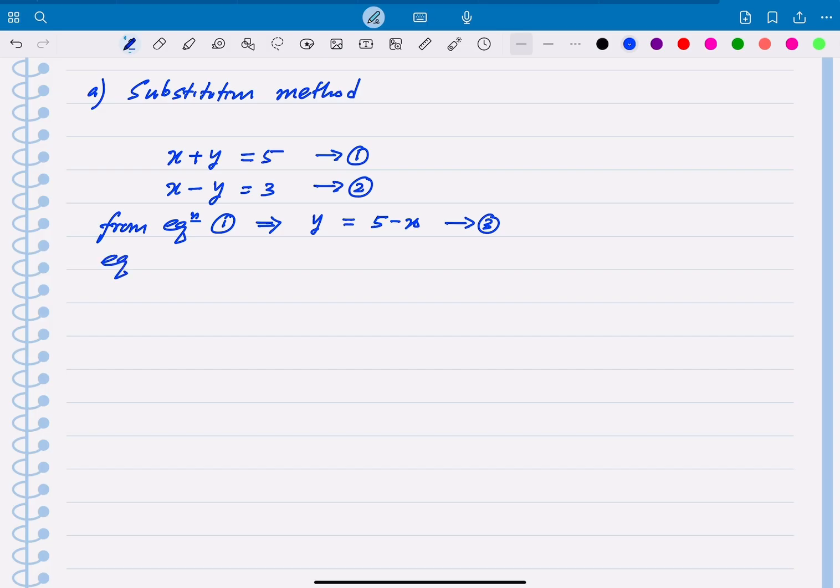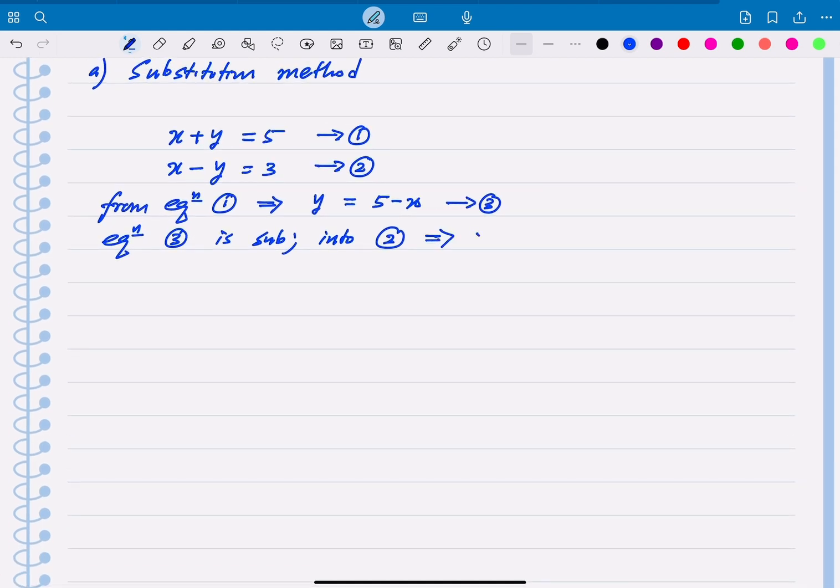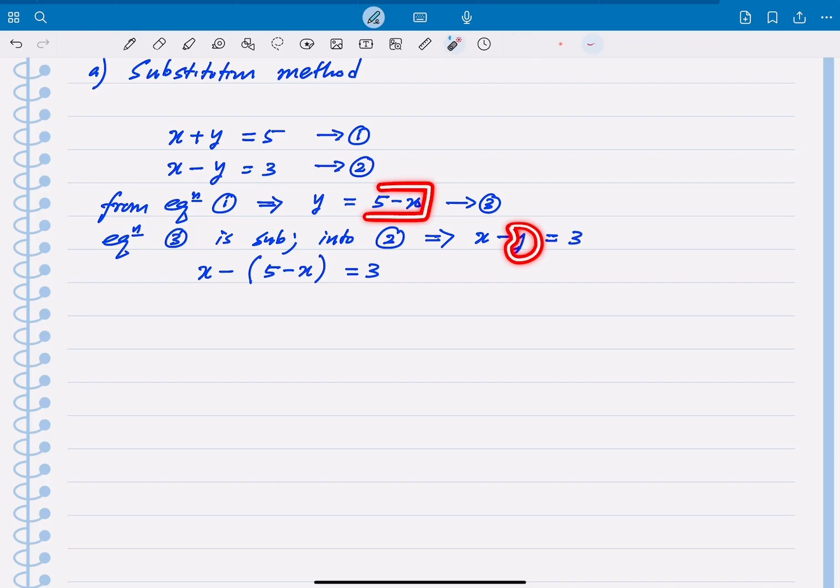So now equation 3 is substituted into the second equation, the one which was left. The second equation is x minus y is equal to 3. Always remember when you do the substitution, you use a bracket. So x minus, use a bracket, 5 minus x is equal to 3. You have y here, and you substitute 5 minus x onto that.